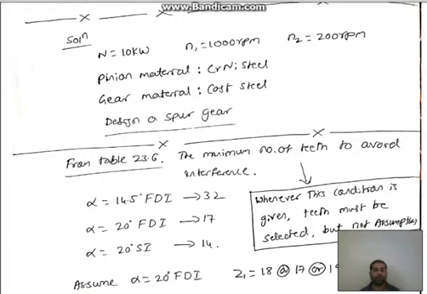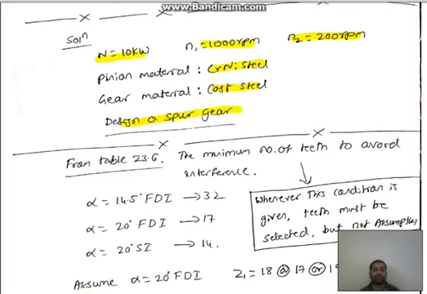First, we write down the given data. Power transmitted N equal to 10 kW, N1 equal to 1000 rpm, N2 equal to 200 rpm. Pinion material is chromium nickel steel. Gear material is cast steel. He asked for designing a complete spur gear.